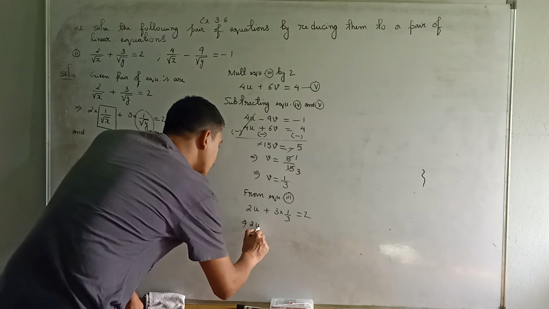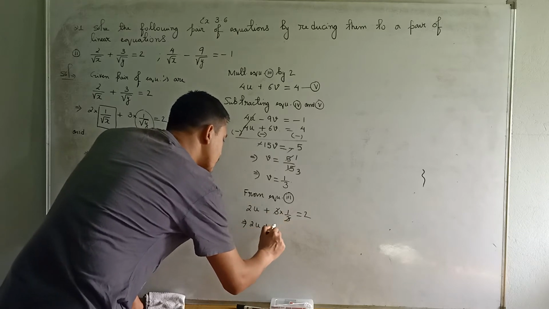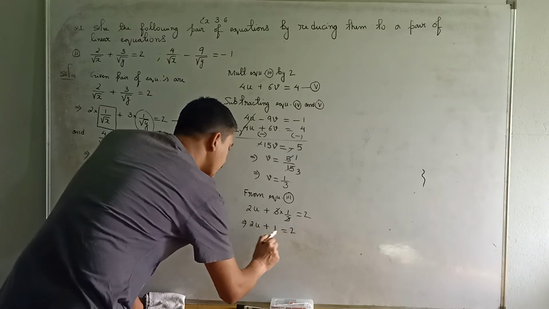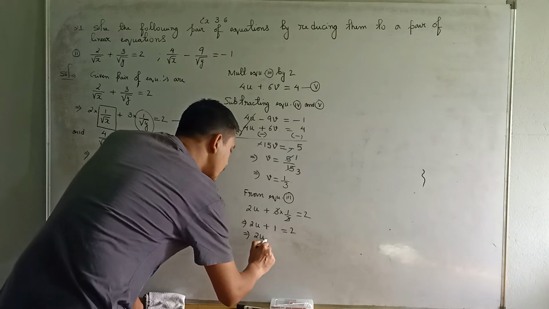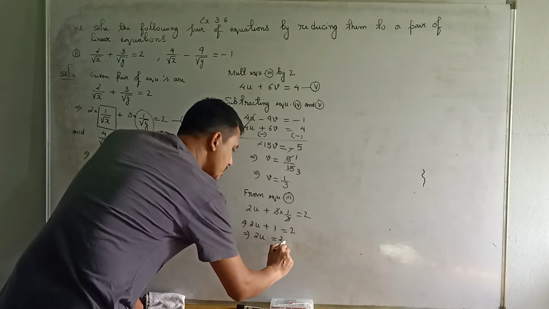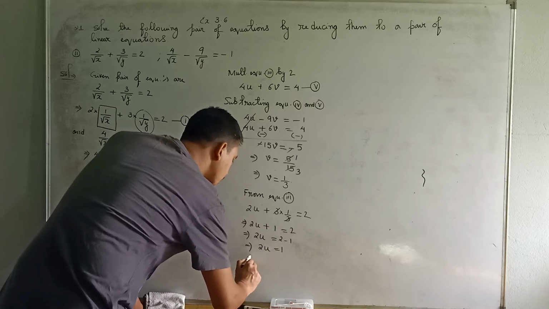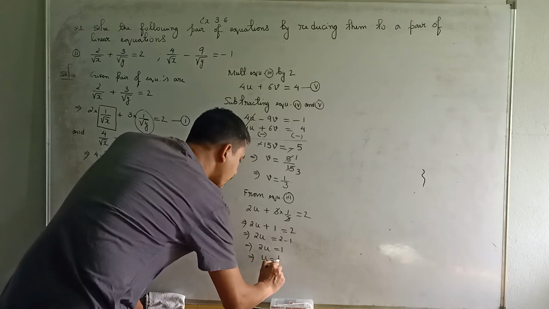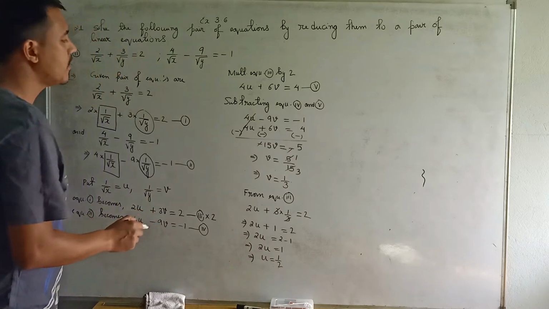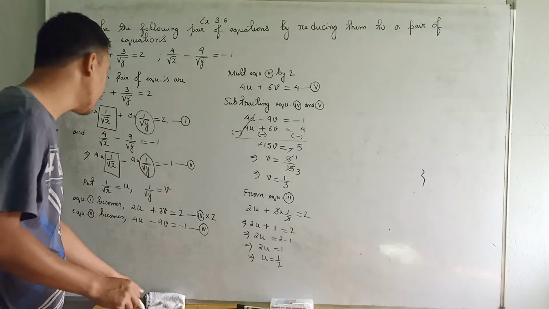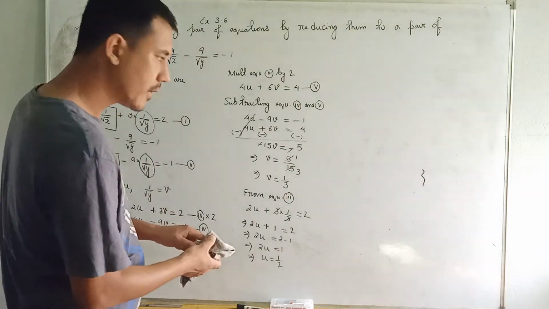So twice u plus here 3 cancels out, so we have 1, right? So twice u is equal to 2 plus 1, you transpose it as minus 1. So twice u is 1. That gives you u to be 1 by 2. So you have obtained u, you have obtained v. But that's not it.